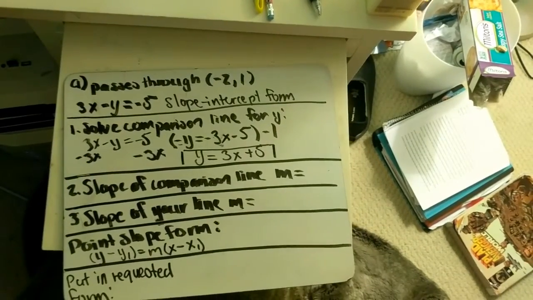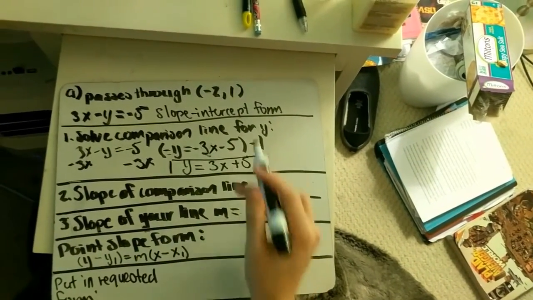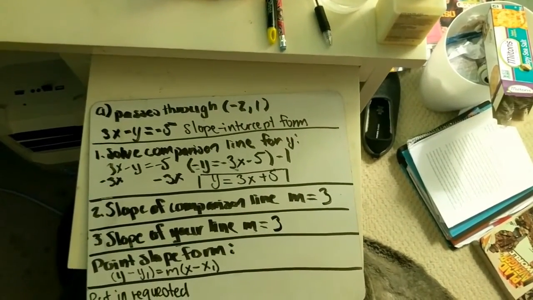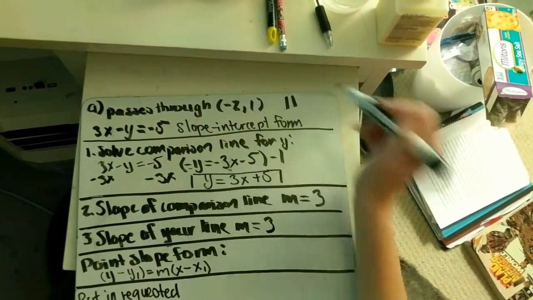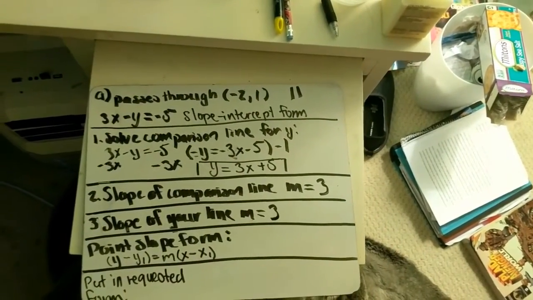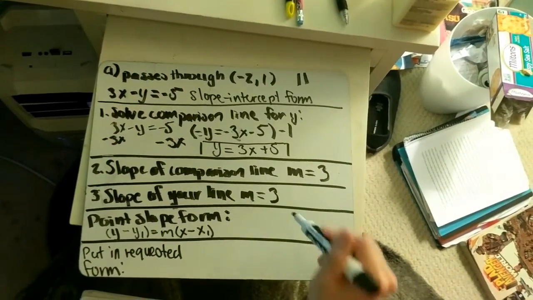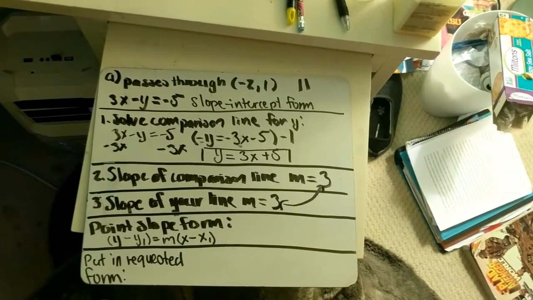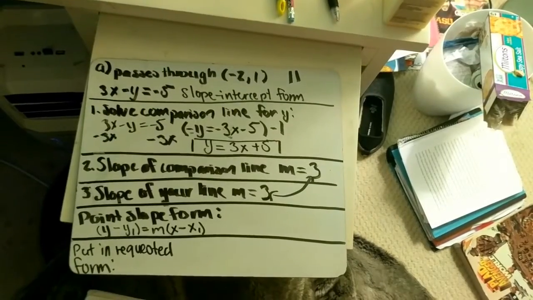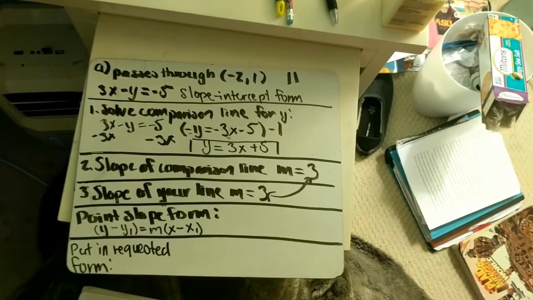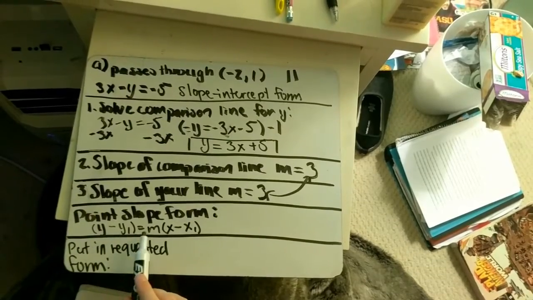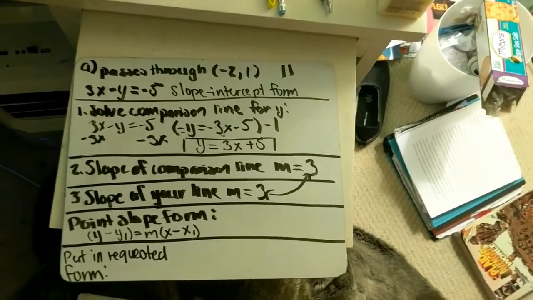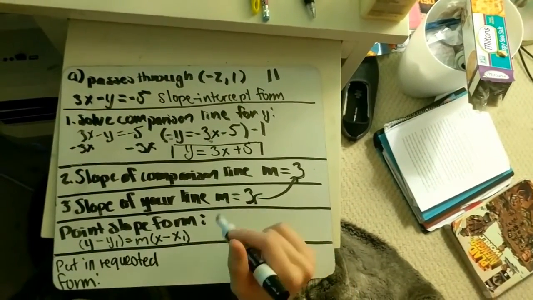So let's figure out the slope of our comparison line. It will be 3, and our new line's slope will also be 3 because we are trying to find a parallel line, and to have a parallel line, you need to have the same slope. Now we must put it in point-slope form. To refer back, point-slope form is y minus y1 is equal to m times x minus x1. So we'll plug our numbers into this equation.